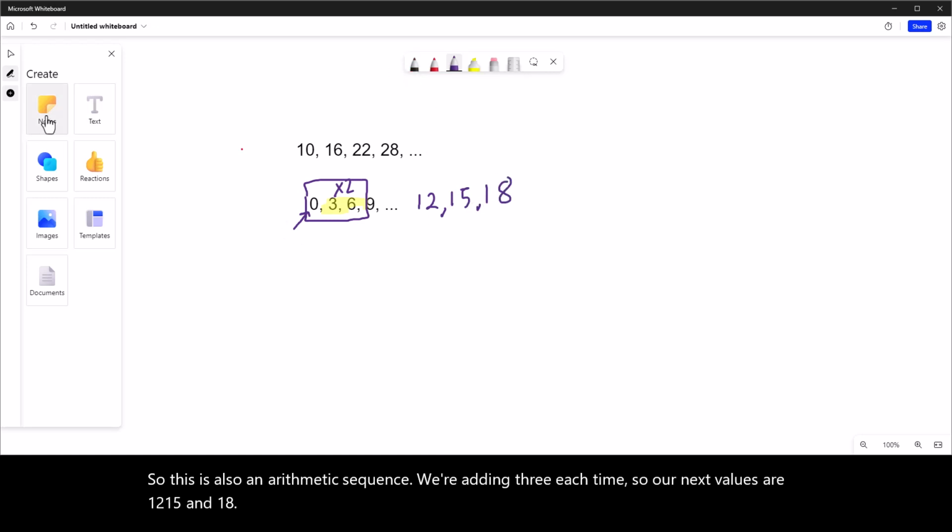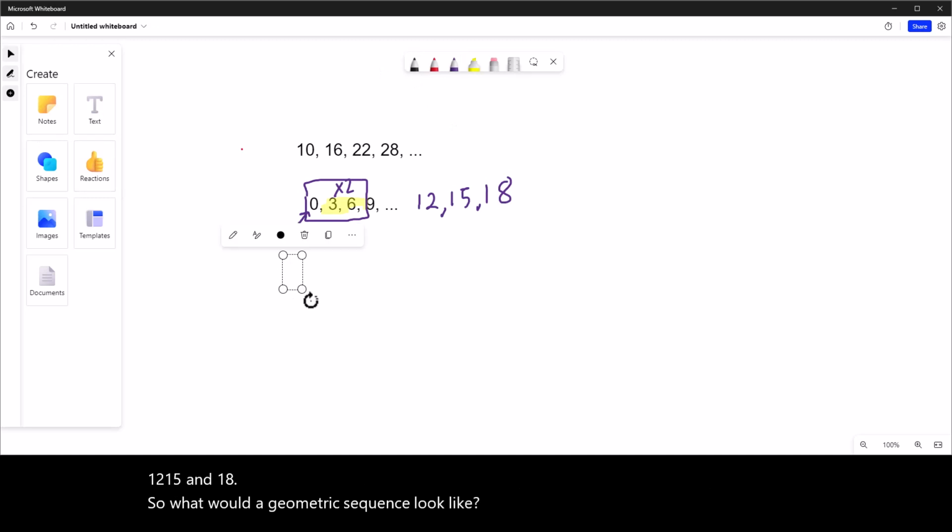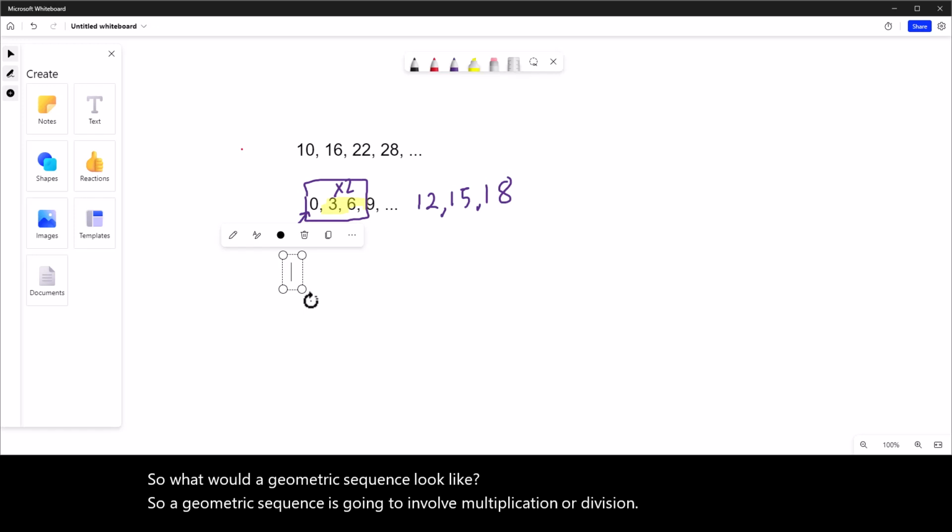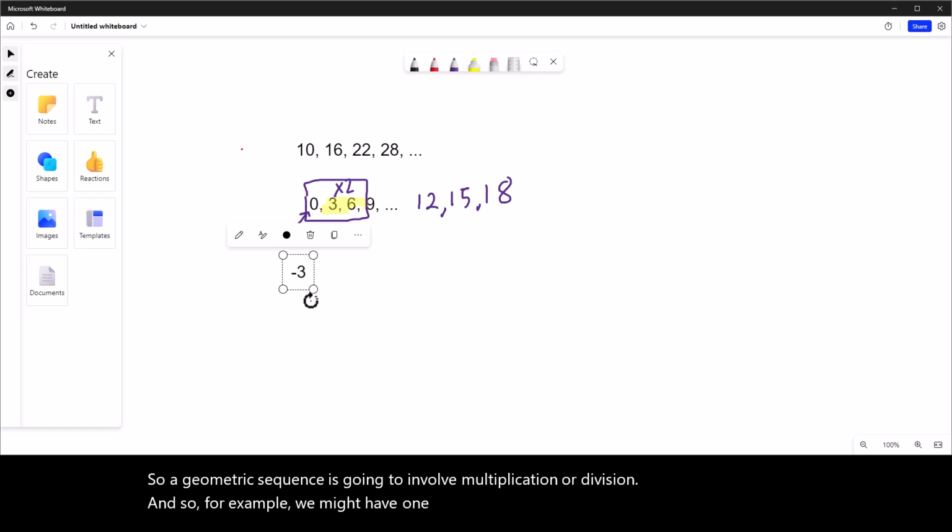So what would a geometric sequence look like? A geometric sequence is going to involve multiplication or division. And so for example, we might have one that looks like this.